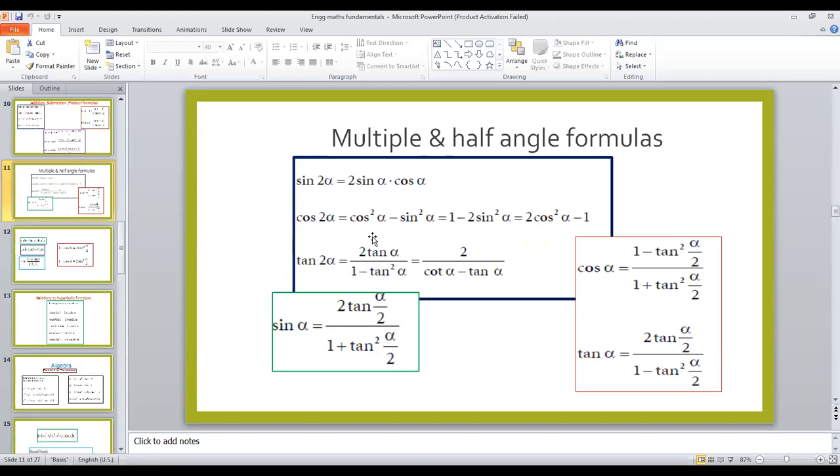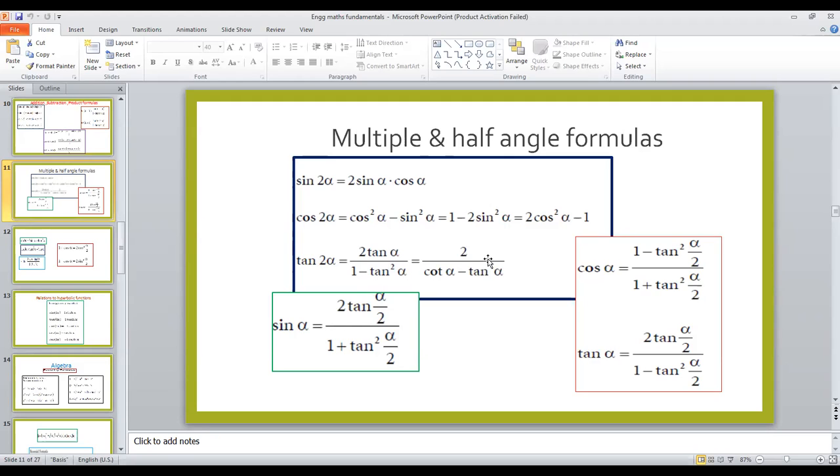Then tan of 2 alpha means what? Tan of alpha plus alpha. Use their addition formula. These formulas are obtained by using the addition and subtraction formulas. So tan of 2 alpha is what? 2 tan alpha upon 1 minus tan square alpha. How? Tan of 2 alpha is tan of alpha plus alpha, that is tan alpha plus tan alpha upon 1 minus tan alpha into tan alpha. You got it? Yes. So 2 tan alpha upon 1 minus tan square alpha.